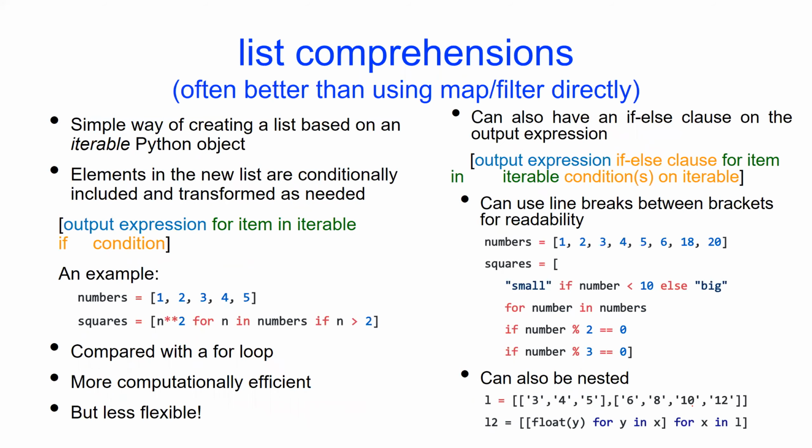So this is the most exciting part, called list comprehension. You can see that many things we just talked about, we can implement using list comprehension. It is a simple way of creating a list based on an iterable Python object, where elements in the new list are conditionally included and transformed as needed.